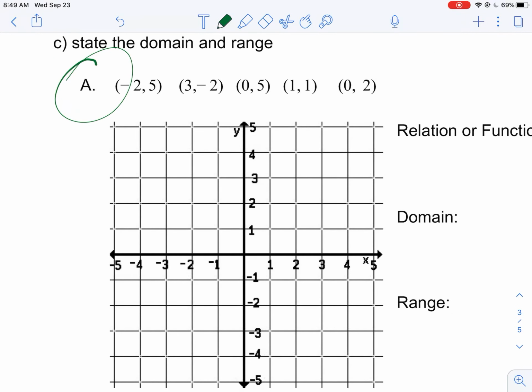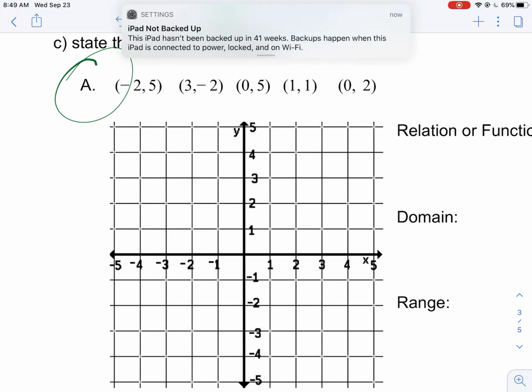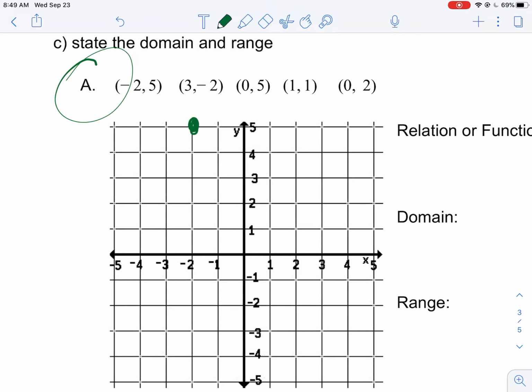Now, you'll notice we are given ordered pairs, so I'm going to just graph these ordered pairs. I get -2, +5. So I go to the x-axis, -2, go up to +5, and I'm going to make a point here. +3, -2. Again, I'm going to make a dot. 0, 5. I'm going to go up to here, do the same thing. I'm going to go to 1, 1, and the same thing. And then 0, 2. Do the same thing.